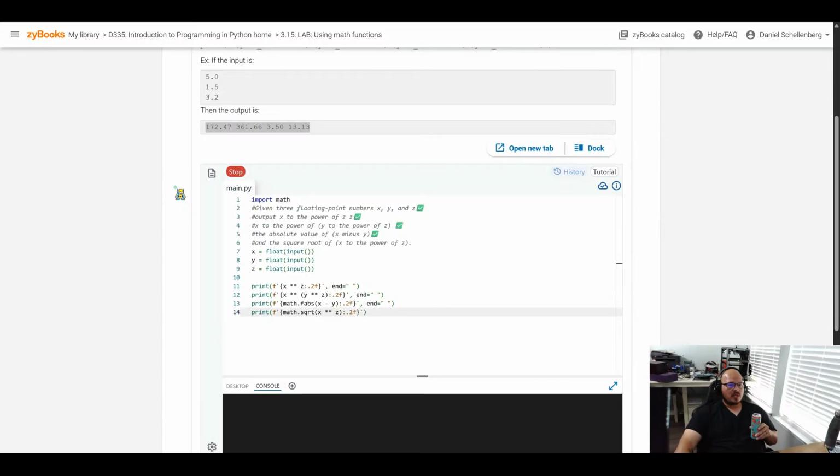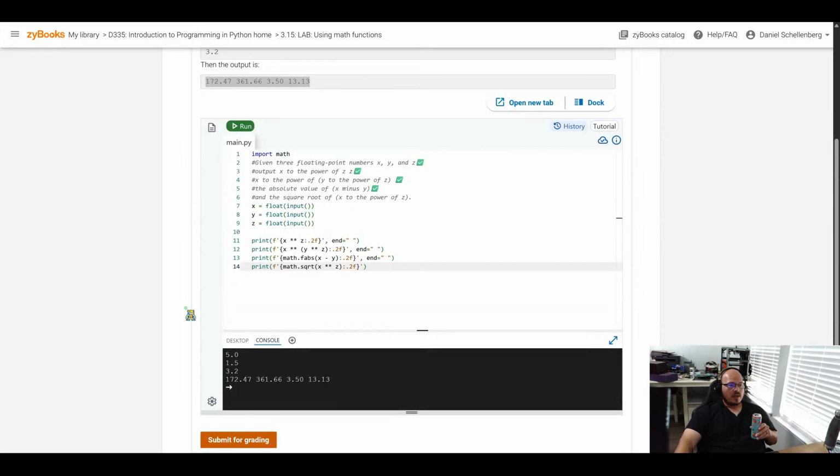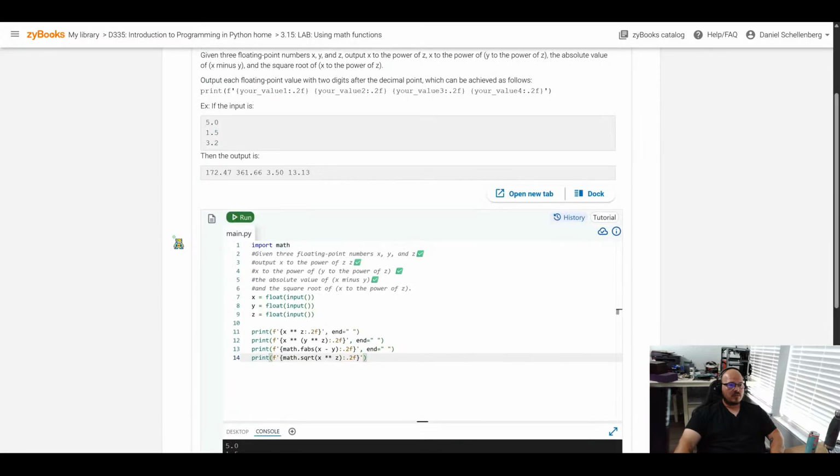So let's double check now. 5.0, 1.5, 3.2, and that output 172.47, same. 361.6, same. 3.50, same. 13.13, same. And I was right, because it's the last print of the line, I don't need to put end at the end of it unless I was going to do another print that I wanted. So it looks like we met the whole thing. So let's go ahead and submit it.